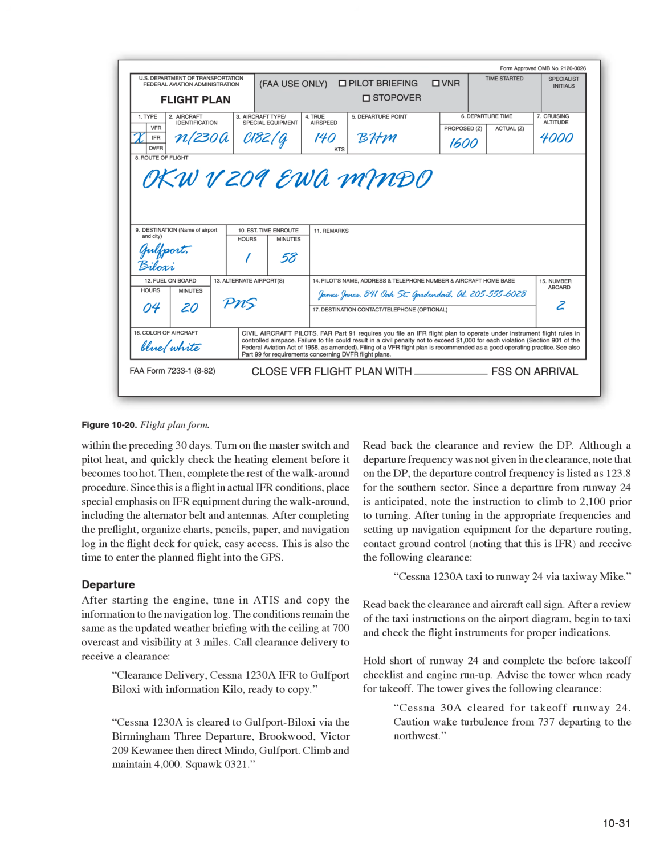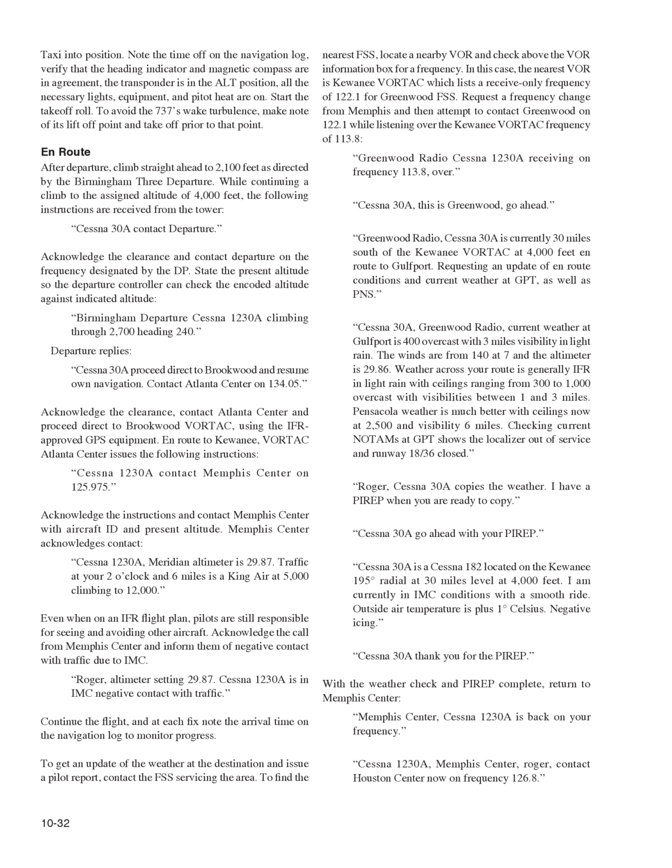The tower gives the following clearance: "Cessna 30A, cleared for takeoff runway 24. Caution wake turbulence from 737 departing to the northwest." Taxi into position. Note the time off on the navigation log, verify that the heading indicator and magnetic compass are in agreement, the transponder is in the alt position, and all the necessary lights, equipment, and pitot heat are on. Start the takeoff roll. To avoid the 737's wake turbulence, make note of its lift-off point and take off prior to that point. En route after departure, climb straight ahead to 2100 feet as directed by the Birmingham 3 departure.